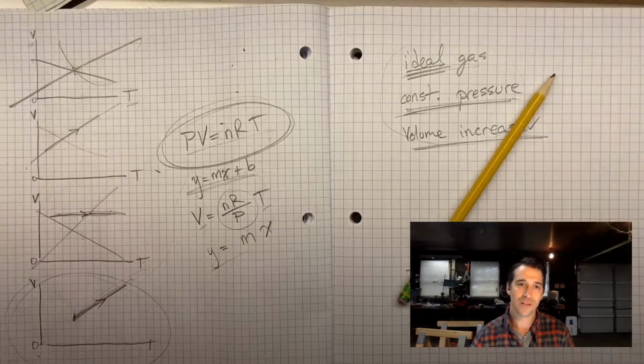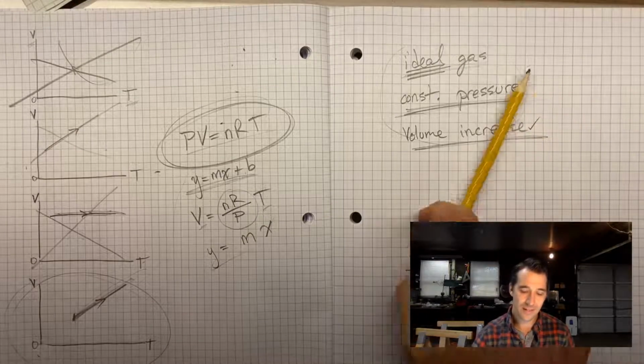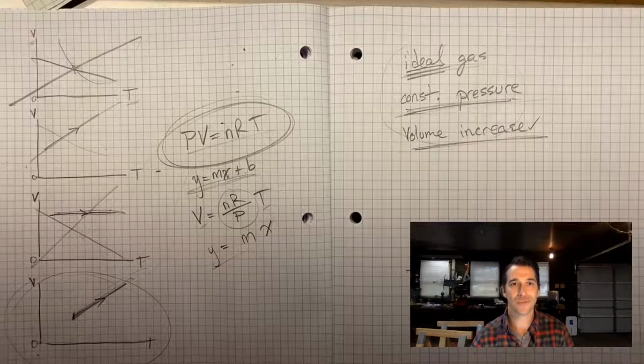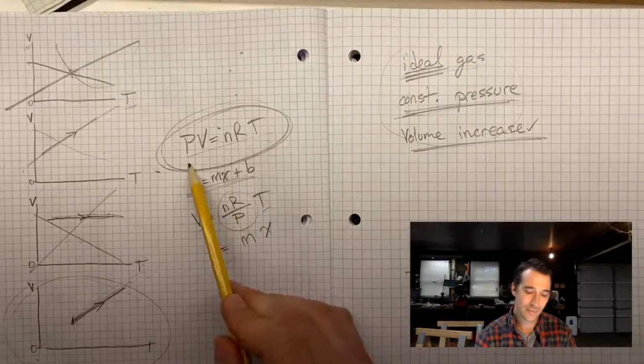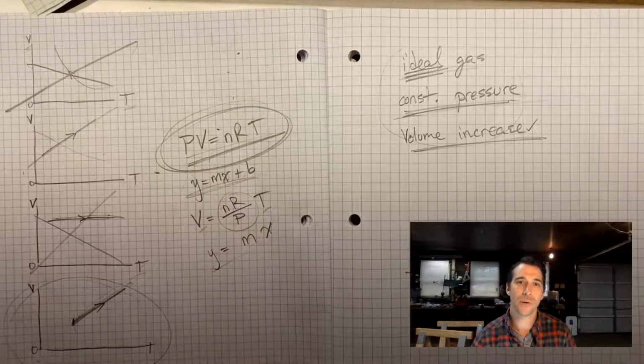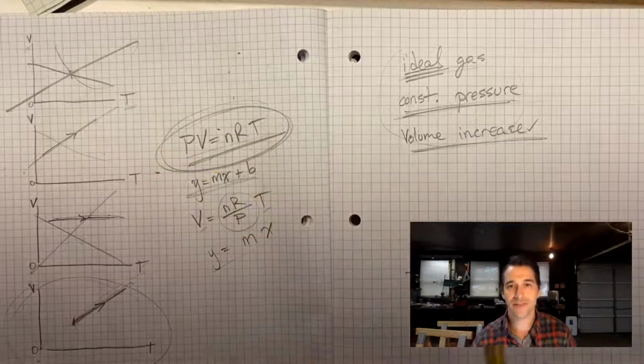A little more information about what ideal gases do at 0 degrees Kelvin, at absolute zero, and a little more thought about how we can analyze our equations to see what types of graphs they'll give us.